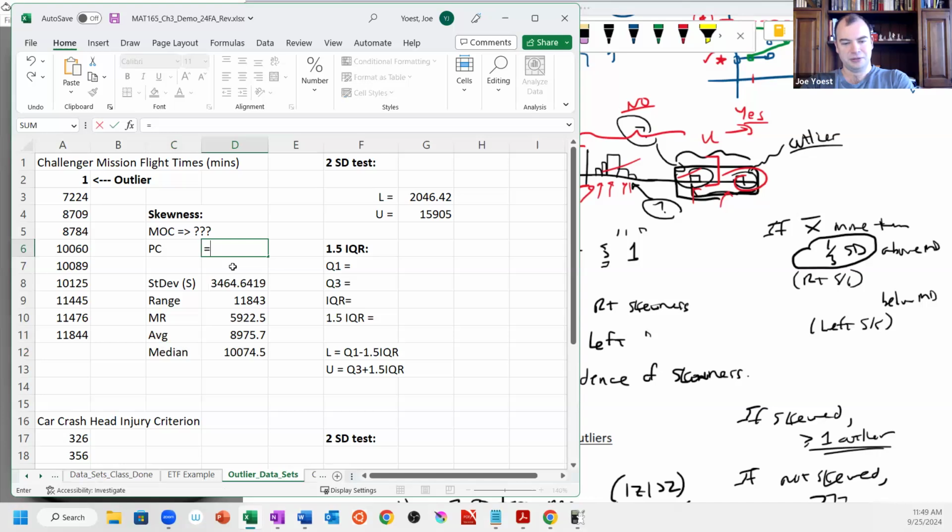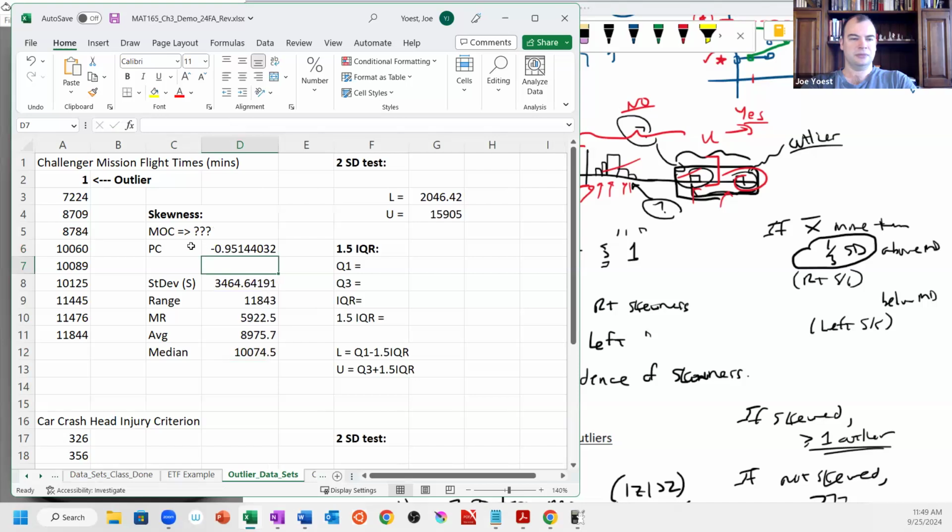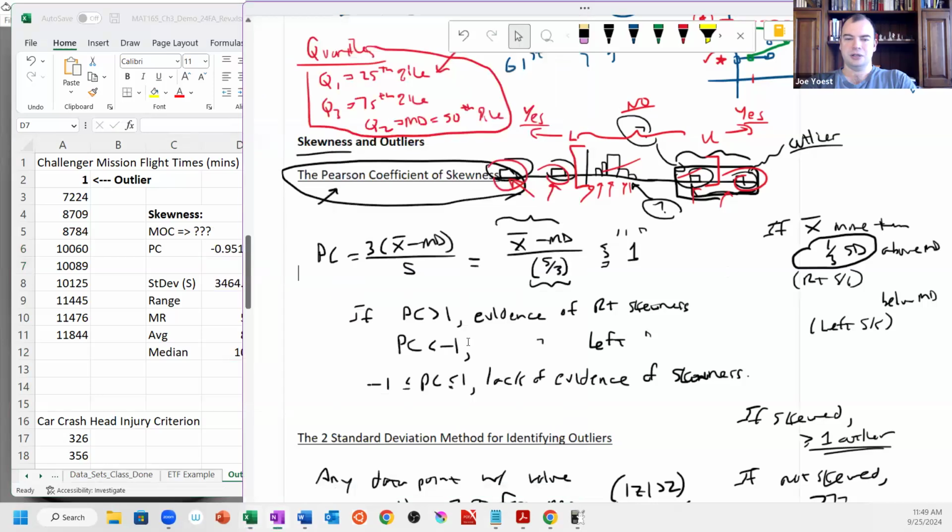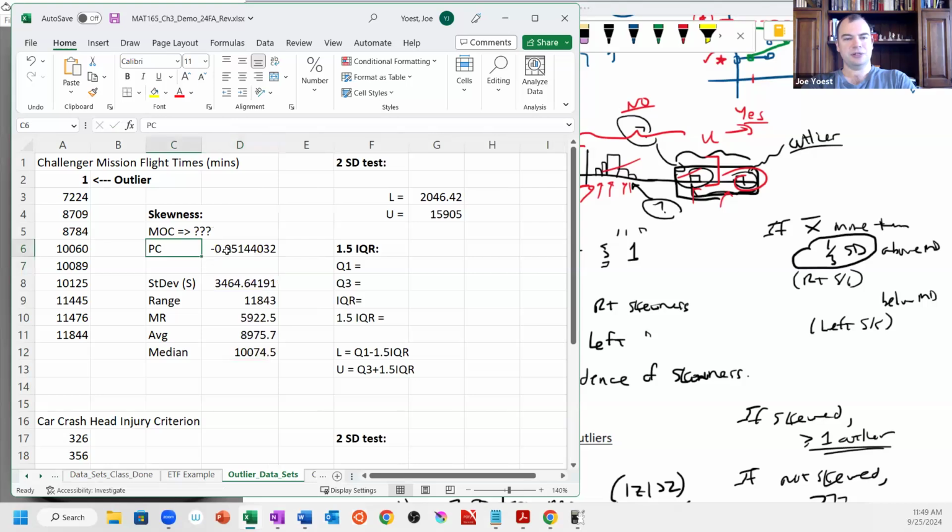My Pearson coefficient, well, 3 times parentheses mean minus median, divided by standard deviation. Actually, my Pearson coefficient is only negative 0.95. Doesn't quite cross the barrier of -1. So my Pearson coefficient maybe indicates lack of left skewedness, lack of skewedness at all. My measures of center probably indicate some left skewedness.